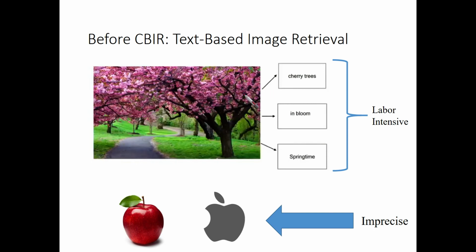But how does text-based image retrieval work? Generally, we manually provided some tags. For this image, for example, we might embed some metadata, such as cherry trees in bloom in springtime. But it is definitely a labor-intensive job, and often it might give you imprecise results. For example, you look for apple, and maybe you get the fruit but also the company. This kind of semantic error, this imprecise result, is very common.